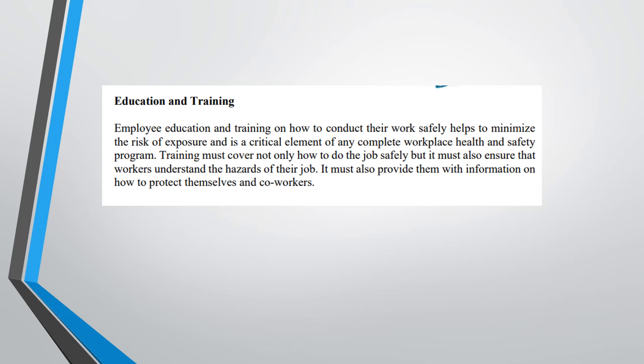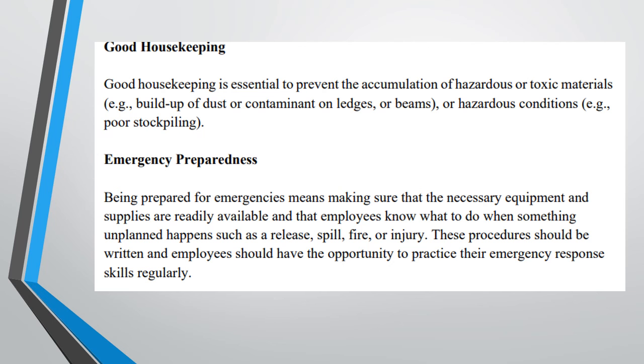Education and training. Employee education and training on how to conduct their work safely helps to minimize the risk of exposure and is a critical element of any complete workplace health and safety program. Training must cover not only how to do the job safely, but it must also ensure that workers understand the hazards of their job. It must also provide them with information on how to protect themselves and coworkers. Good housekeeping. Good housekeeping is essential to prevent accumulation of hazardous or toxic materials.